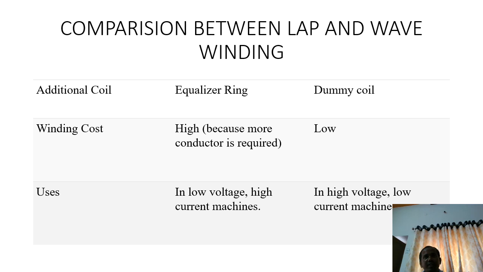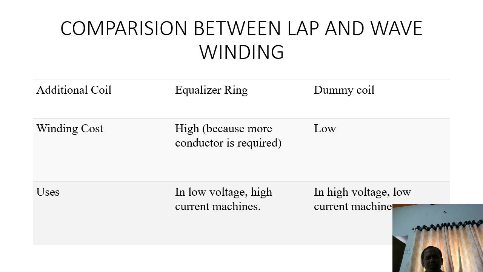So you can see that lap windings and wave windings, when you are comparing, they require additional coils. What are the additional coils? In case of the lap winding, equalizer rings are connected. In case of wave winding, dummy coils. The cost of the winding in case of the lap winding is very high. In case of the wave winding, low.